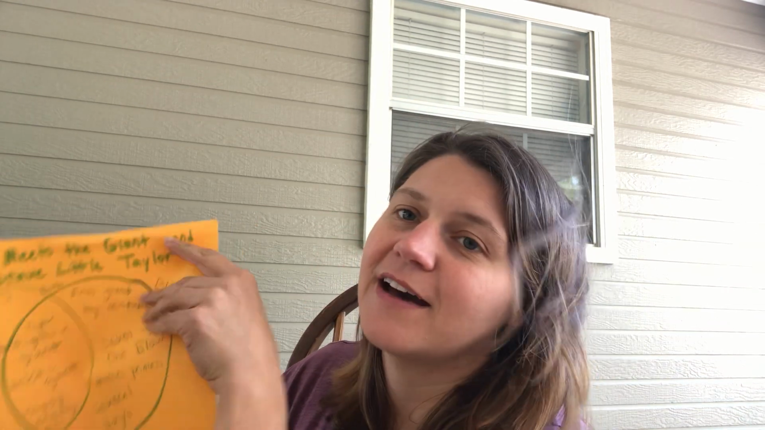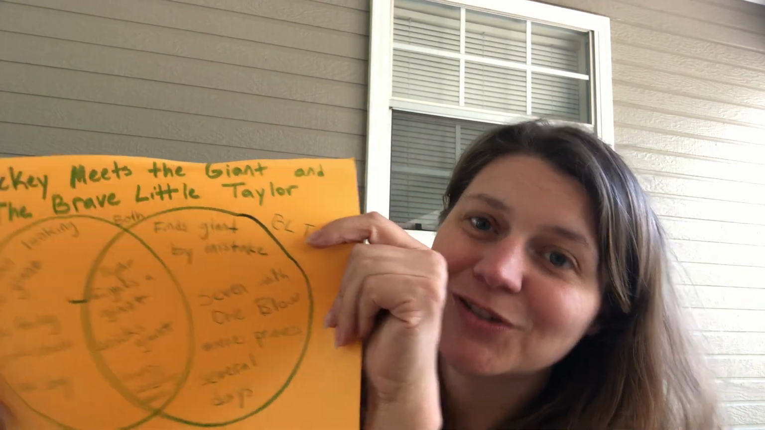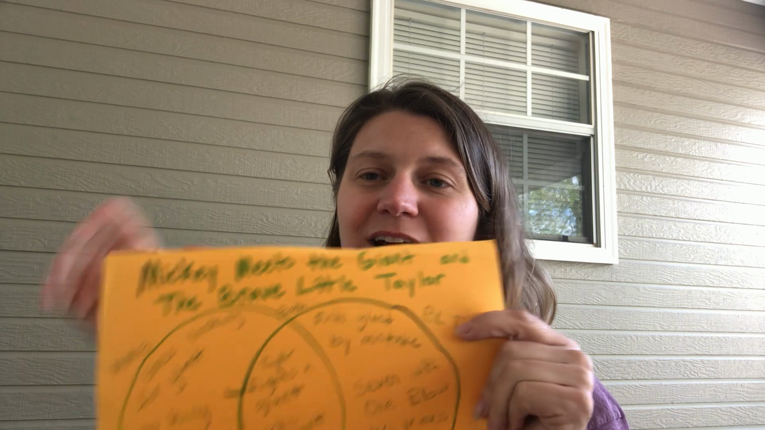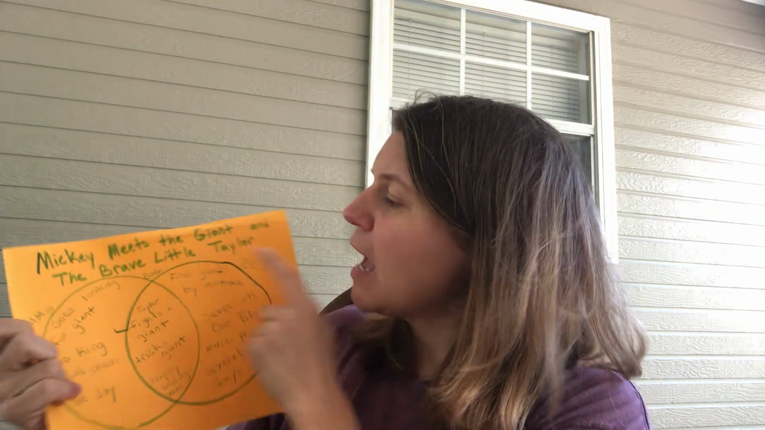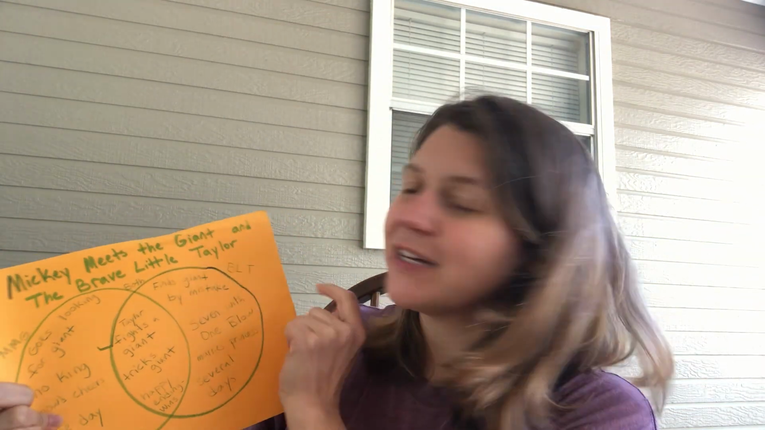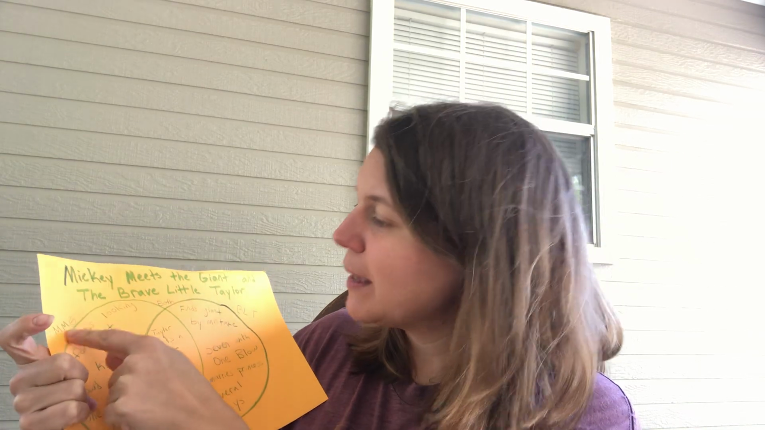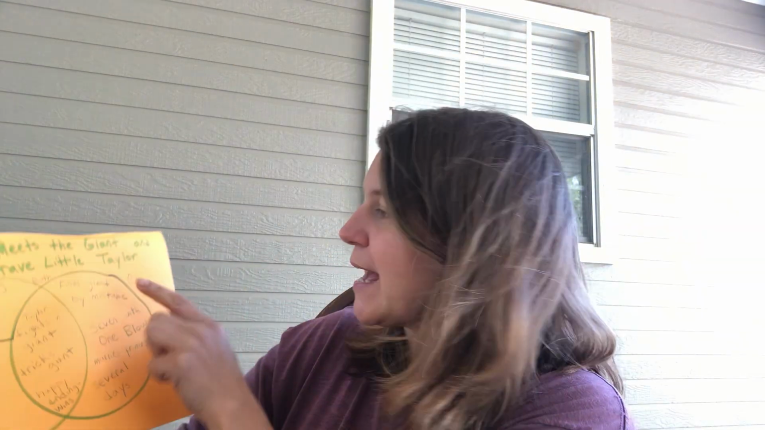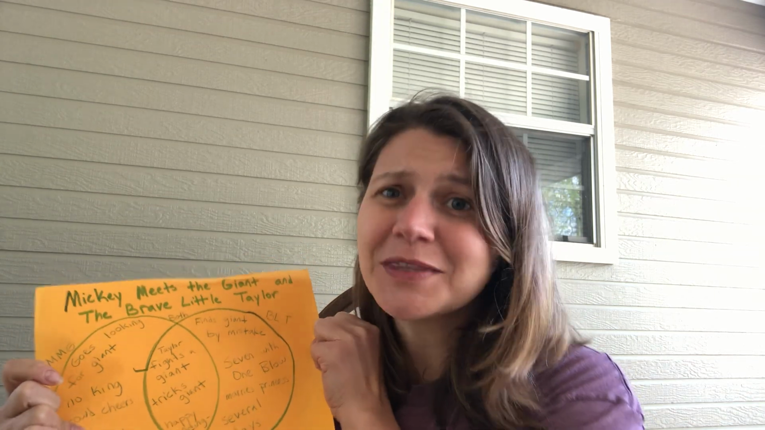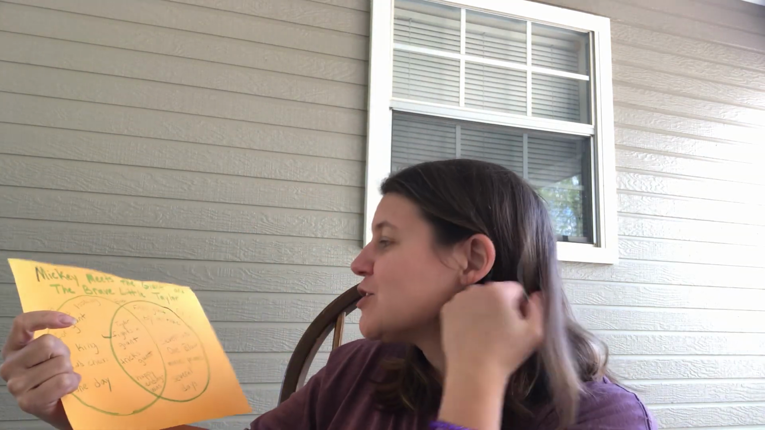So let's see. Again, look, I've got my nice neat circles. I've got the titles that tell me what books I'm comparing. I've got my 2 circles labeled. Again, I used initials. MMG is Mickey Meets the Giant, and BLT, oh, it's a delicious sandwich, but it's also The Brave Little Tailor.